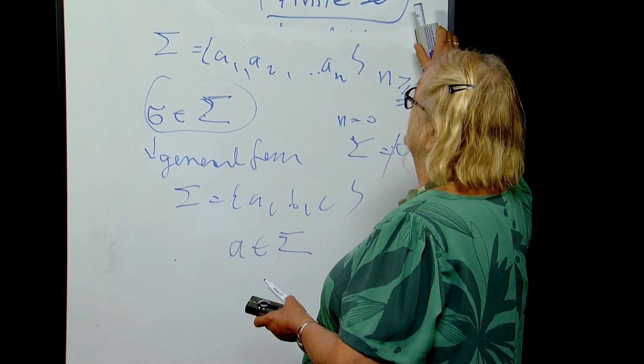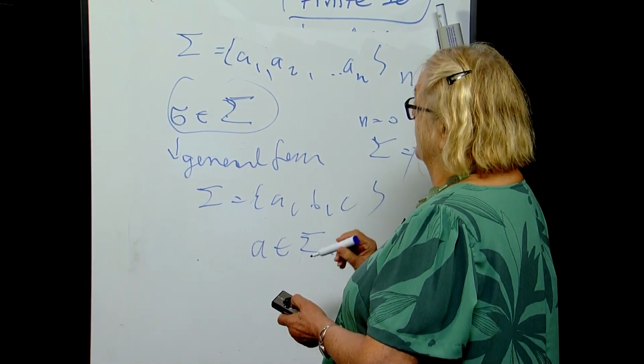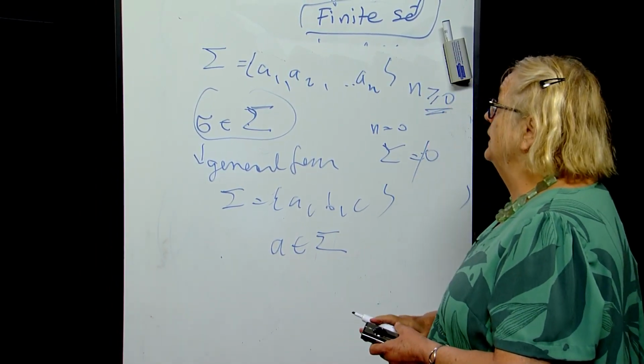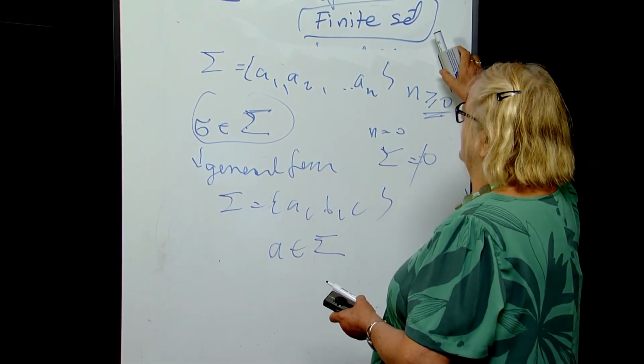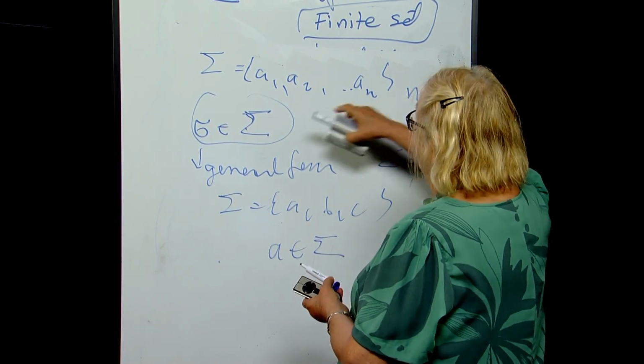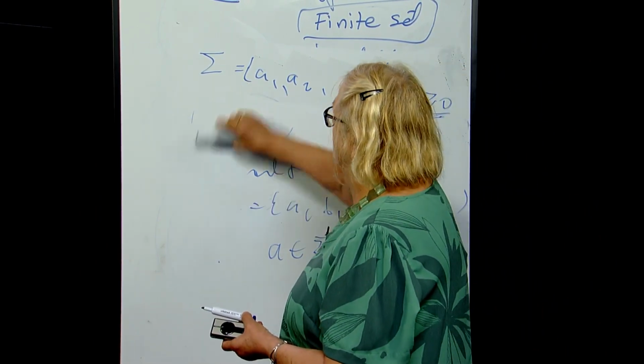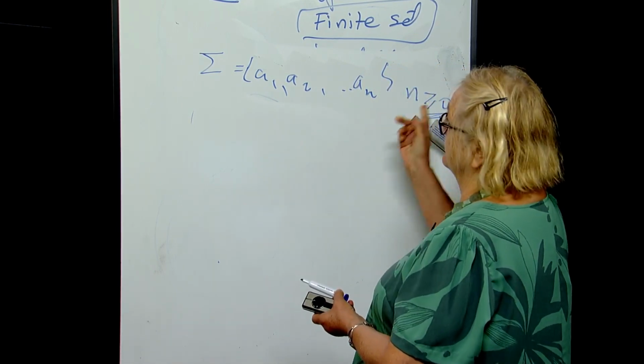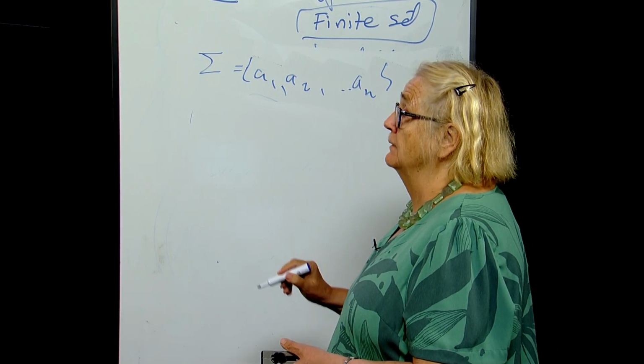And also, we know that the alphabet is a finite set, so we can have all elements put into a sequence. So let's say we put all elements of the alphabet into a finite sequence.